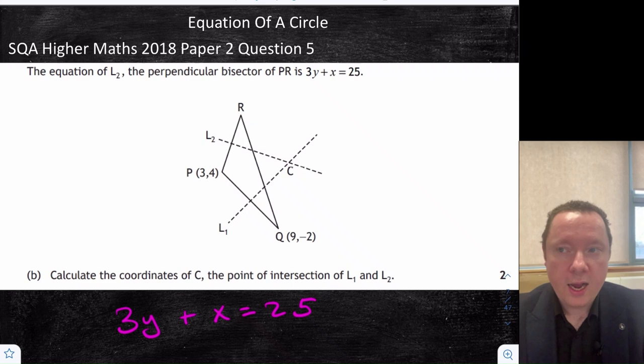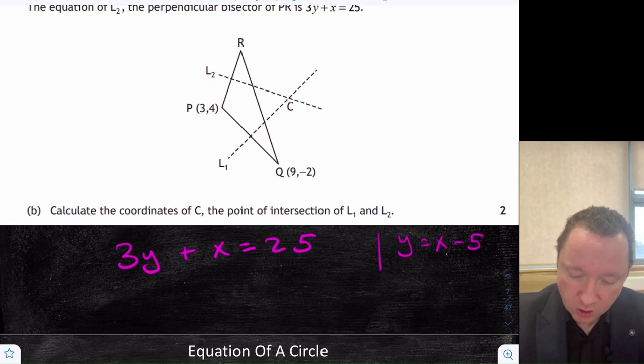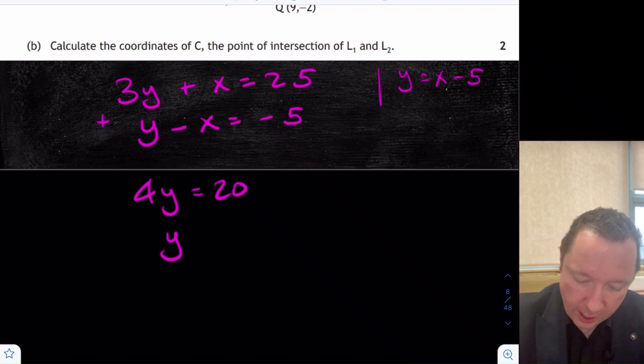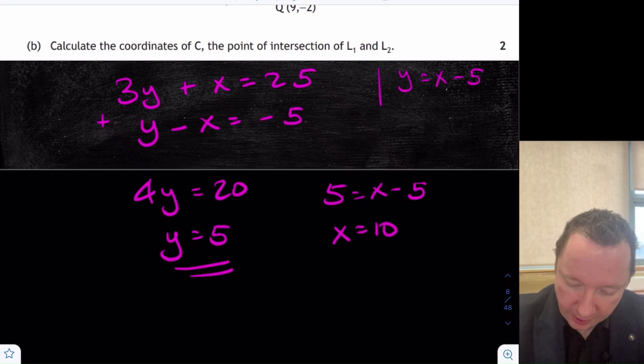Was the other equation. So rearranging that so that everything's on the same side, you've got y minus x equals minus 5. Adding these together, you get 4y equals 20, so y equals 5. Subbing it into this equation here, we get 5 equals x minus 5, so x must be 10. The point of intersection is 10, 5.